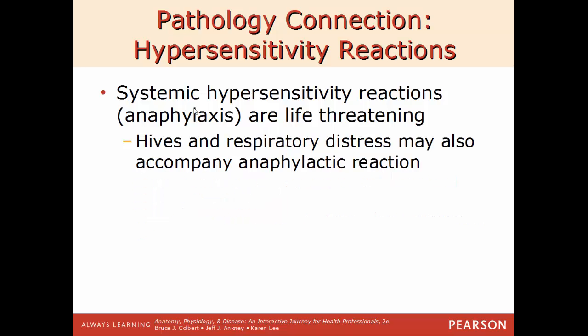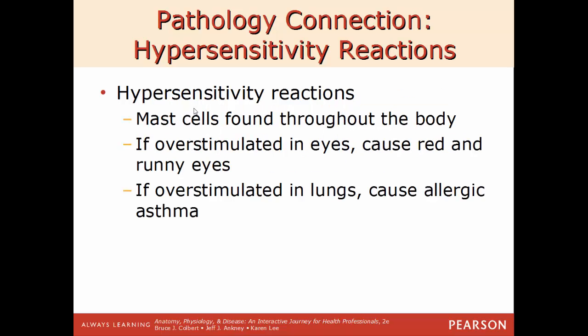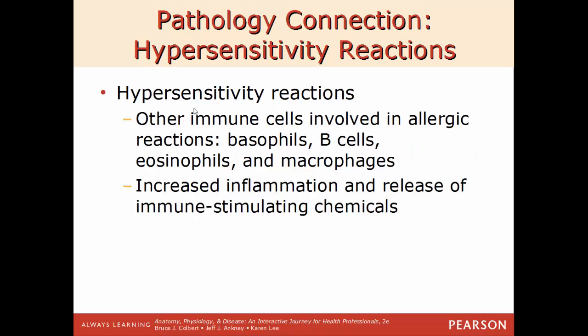In addition to this reaction, you can also get respiratory distress and hives that accompany this anaphylactic reaction. Now, when it comes to these types of reactions, mast cells are found throughout the body. If they are overstimulated in the eyes, they'll cause red eyes or runny eyes. If they're overstimulated in the lungs, they cause allergic asthma. Other immune cells involved in these allergic reactions are basophils, B cells, eosinophils, and macrophages. These will cause increased inflammation and the release of immune-stimulating chemicals, like histamines, for example.